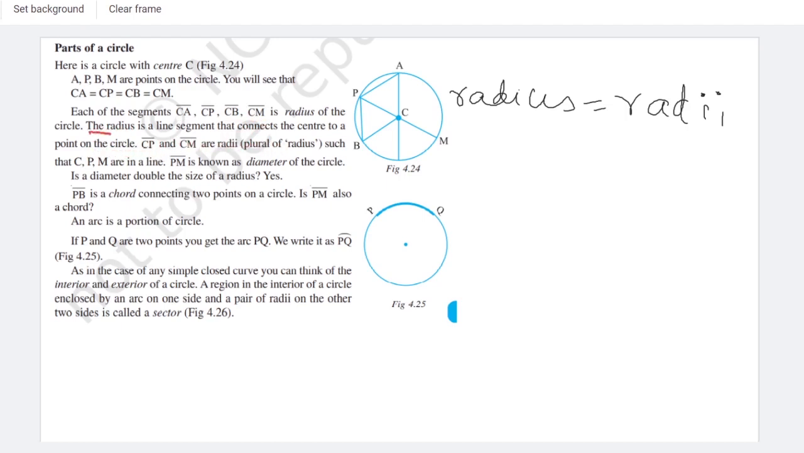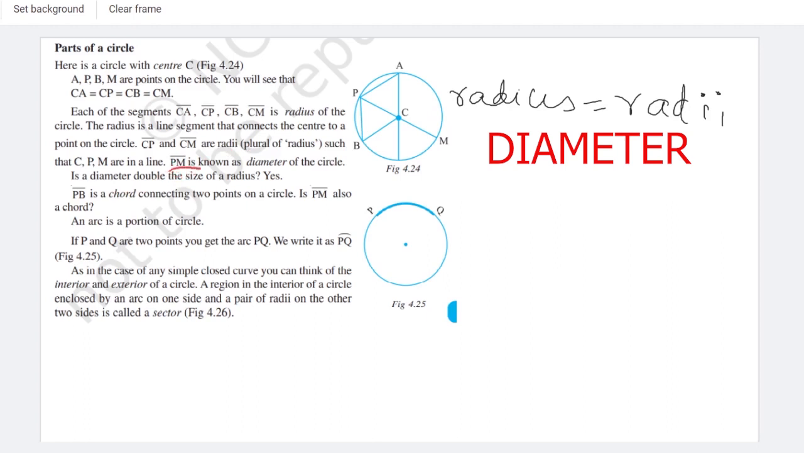So the definition for a radius: the radius is a line segment that connects the center to a point on the circle. So radius means there is a point on the circle. Let us see, it is M. If you connect this point on the circle with the center, that line is called the radius. Radii is the plural.